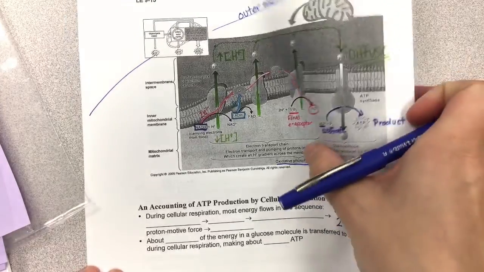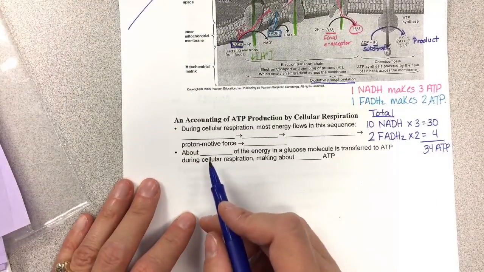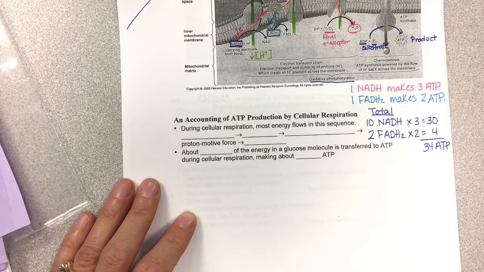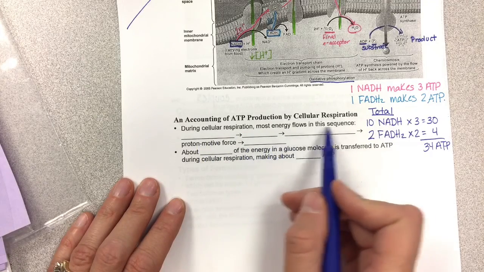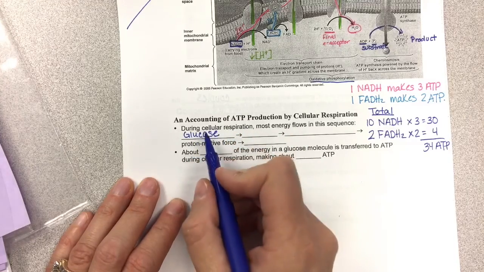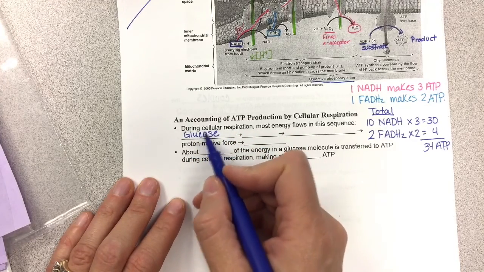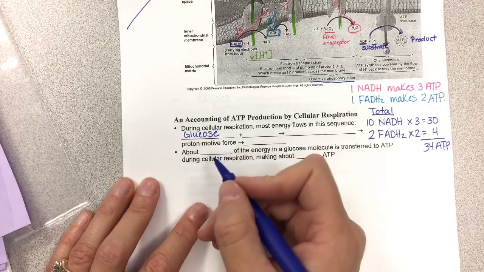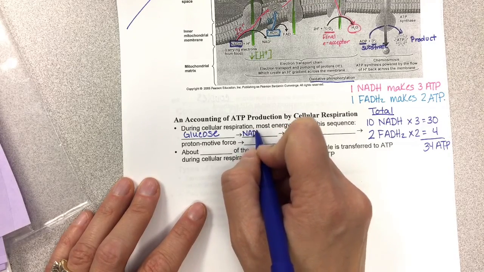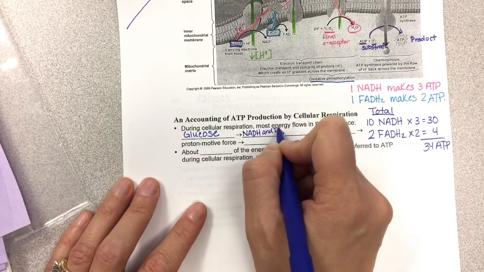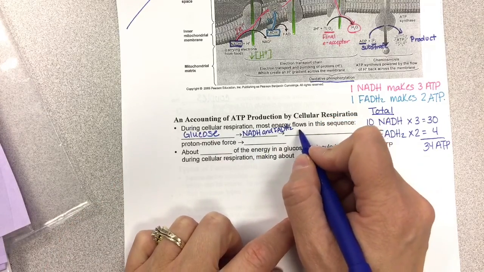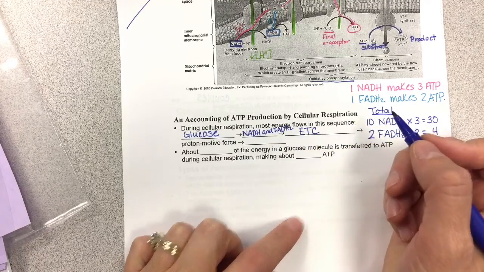All right, so see if you can pause this and do these blanks here. See if you can do that. So pause it. All right, so during cellular respiration, most energy flows in this sequence. It starts off with glucose, the original energy source. Now remember, the first few steps of cellular respiration break down glucose and strip its electrons. And so the energy at the end of the Krebs cycle is all in NADH and FADH2, your electron carriers.